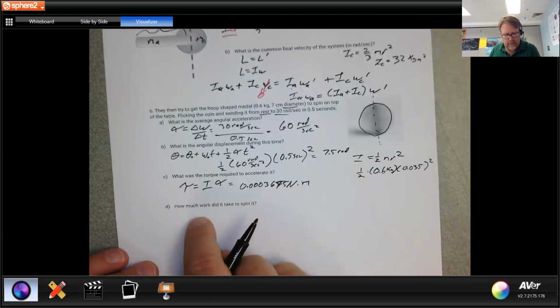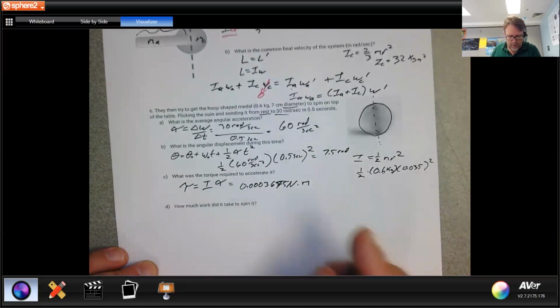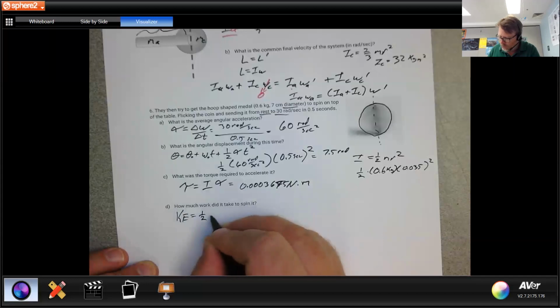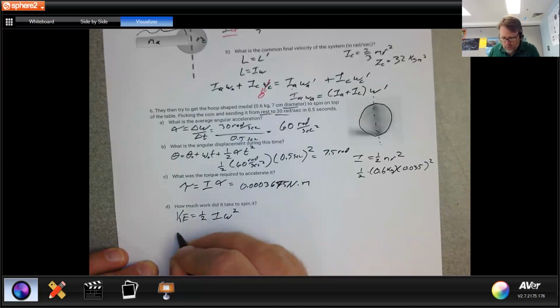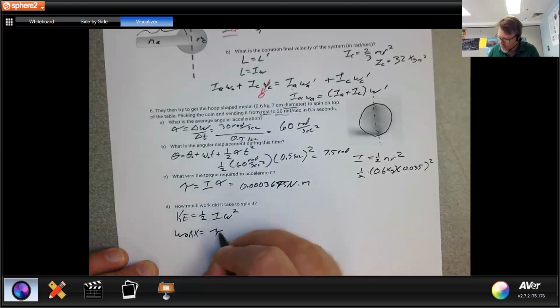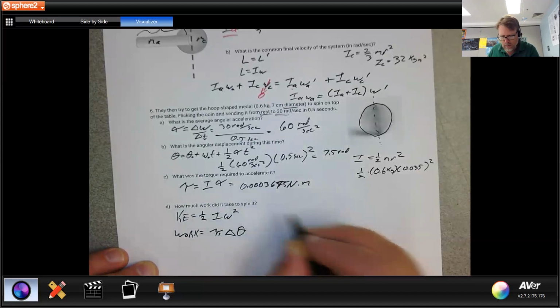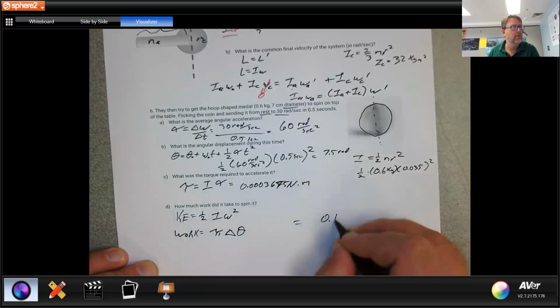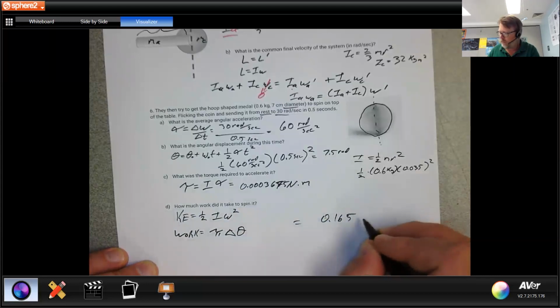And how much work did it take to spin it? Here you can do your kinetic energy again, or you could do the other formula. Either one of those should return the same number, which is 0.165 joules.